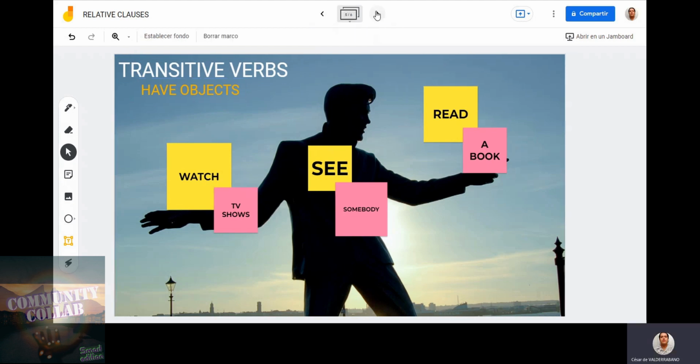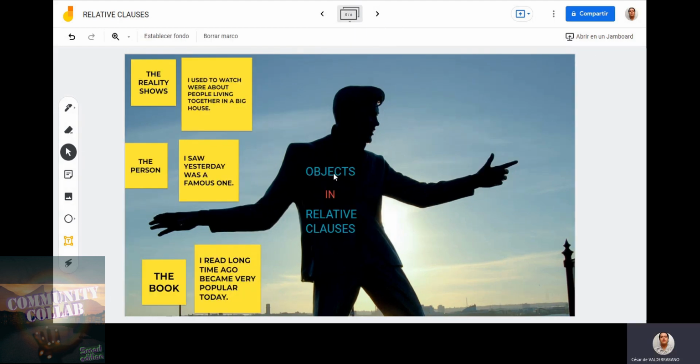So the name of this section, or this topic, is objects in relative clauses. I hope that you can get it right in the following practice.